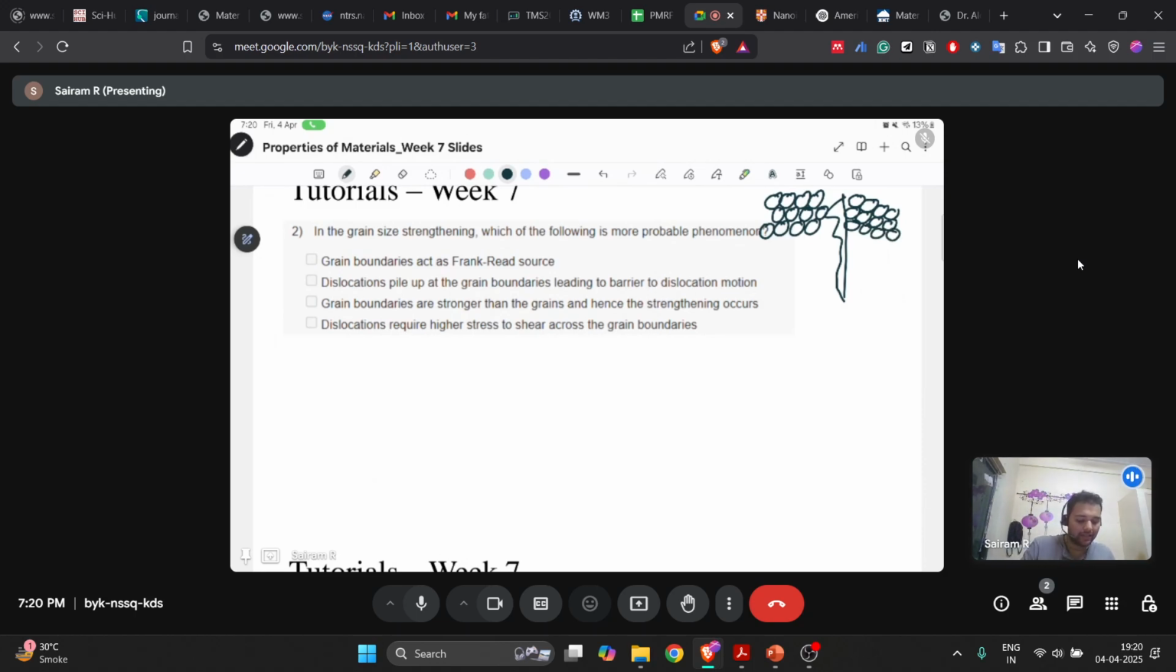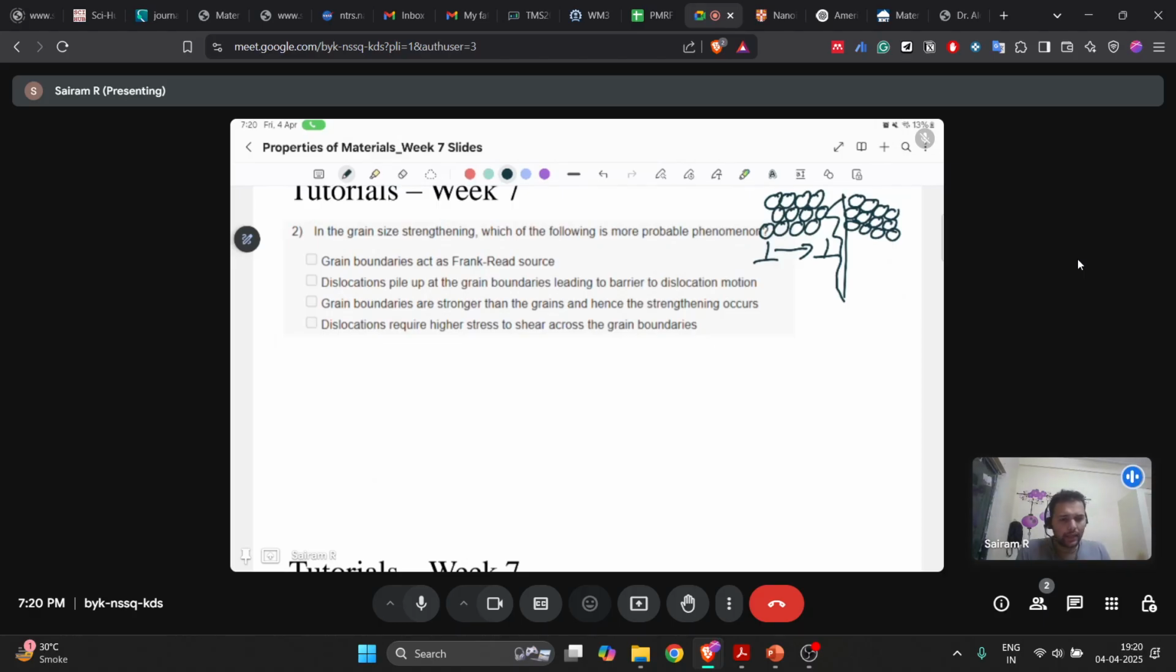We have two different grains like that, and supposedly in such a grain boundary region, we have dislocations which do come along. If they somehow reach the grain boundary, we know that because of the difference in orientation between these two regions, it is going to be very difficult for these dislocations to move from one grain orientation to the other. It would need additional stress from our side to be able to move from one region to another.